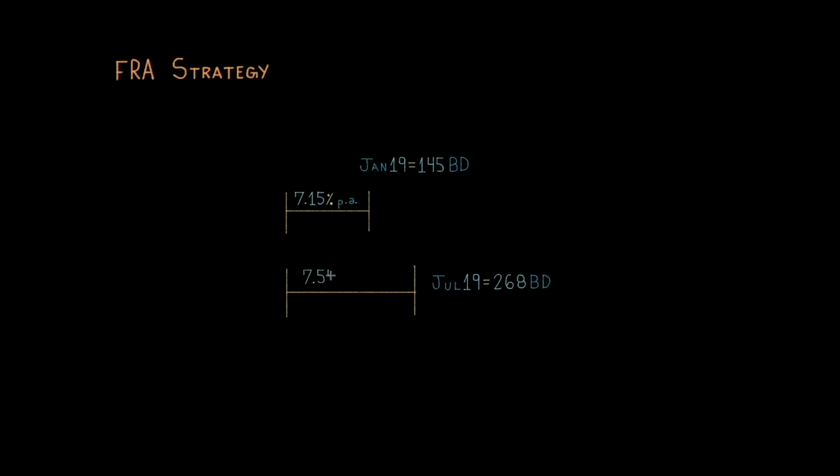The following scenario addresses the FRA strategy. In this curve, it is possible to see two maturity dates for the DI futures contract. The maturity for January 2019 contract, with 145 business days at a rate of 7.15% PA, and the maturity for July 2019 contract, with 268 business days at a rate of 7.55% PA. The forward rate between January 2019 and July 2019 calculated is 8.02% PA. The forward rate is expected to increase.